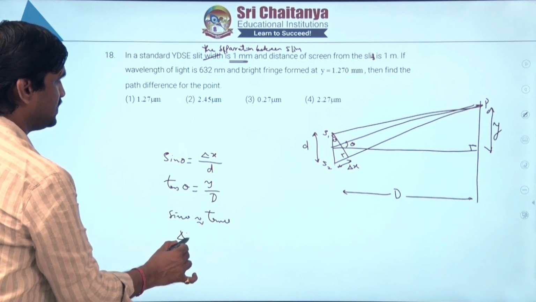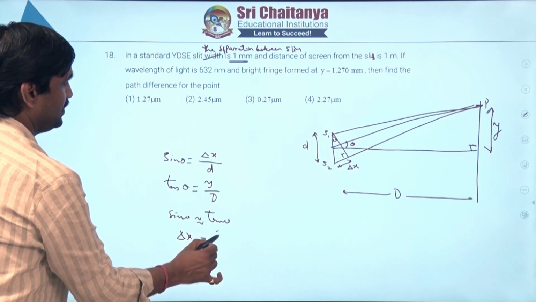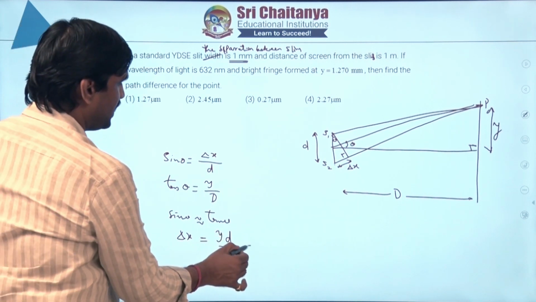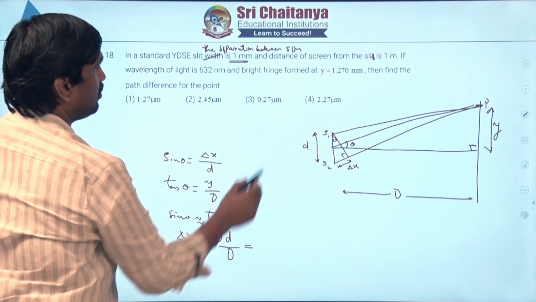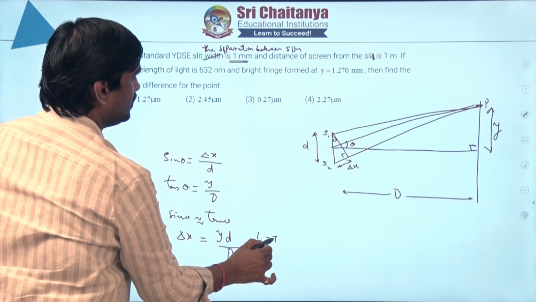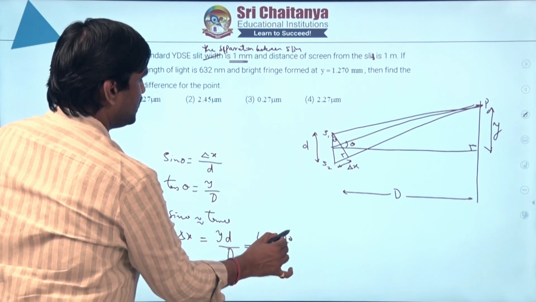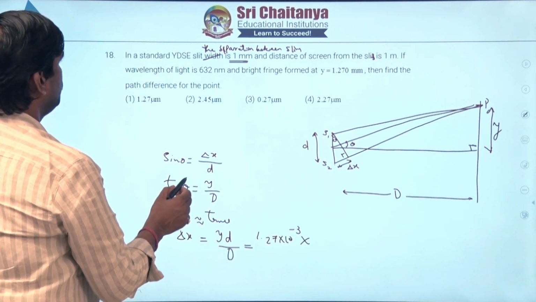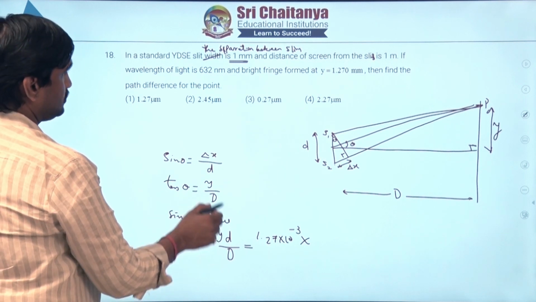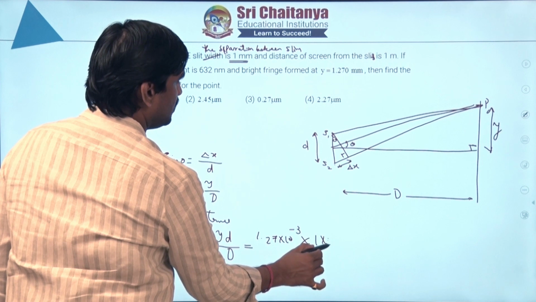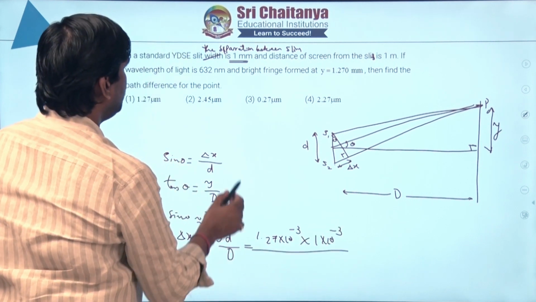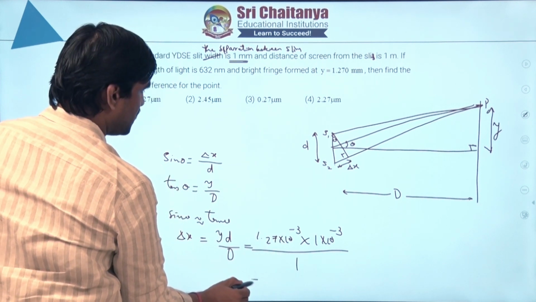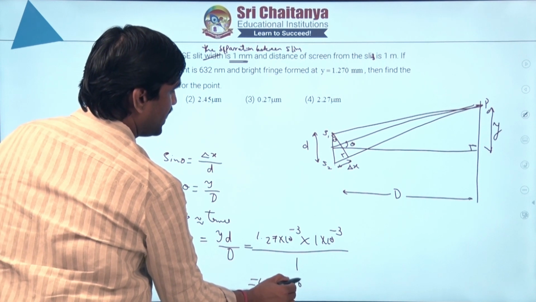Then delta x is equal to y small d by capital D. Now, by substituting the data in it, they have given y, d is equal to small d, that is 1 millimeter, 10 to the power minus 3, by capital D. This capital D is equal to 1 meter. Now, which is equal to 1.27 into 10 to the power minus 6 meter.